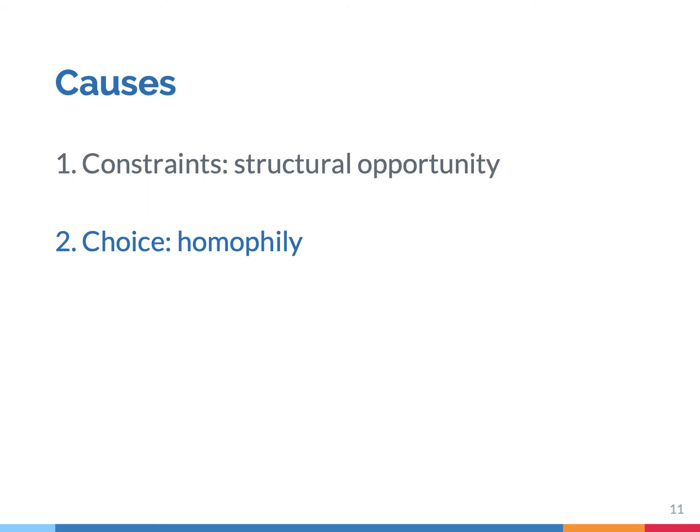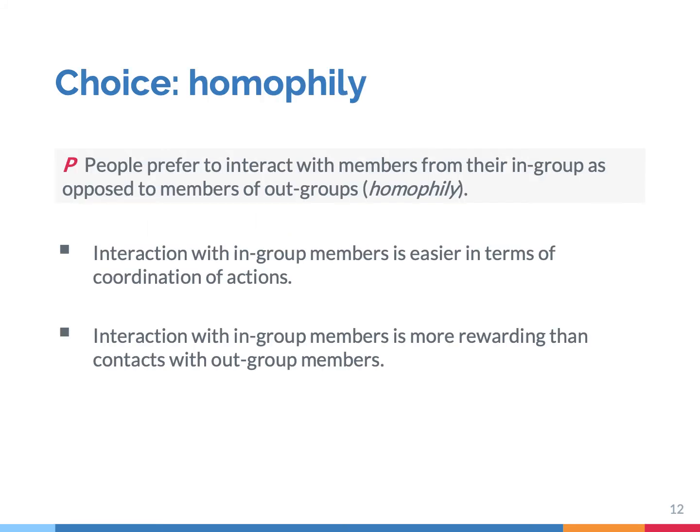But group segregation is not only driven by constraints. According to homophily theory, people prefer to interact and befriend others who are socially similar to them. And there are actually two assumptions that underlie this homophily proposition. First, interaction with in-group members is sometimes easier in terms of coordination of actions.